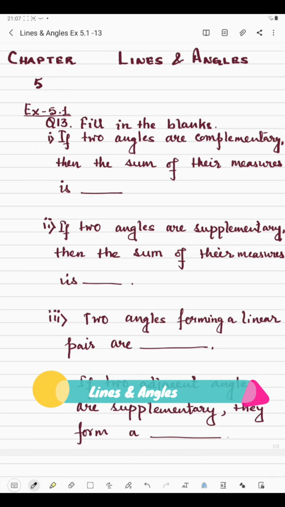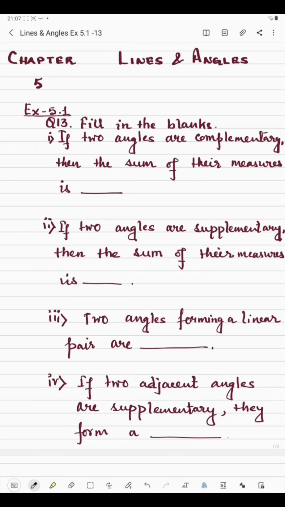Students, now I'm going to start question number 13 of exercise 5.1. In question number 13 we have fill in the blanks. In the first part we have, if two angles are complementary, then the sum of their measure is dash.